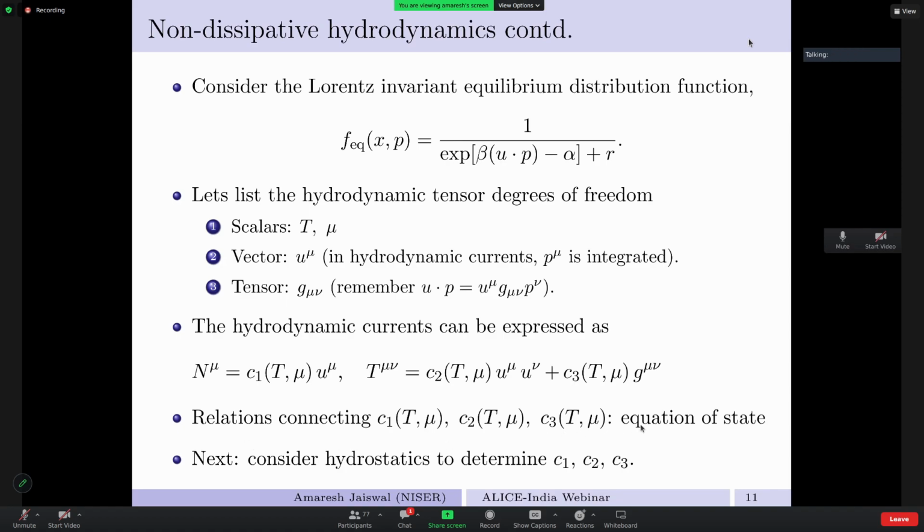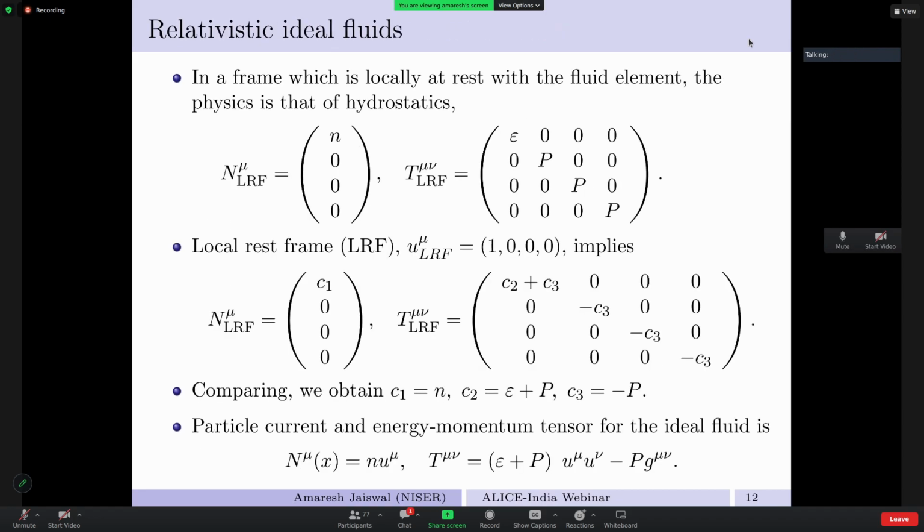And then next is how to determine the form of C1, C2, C3. For that, we consider the physics of hydrostatics. So we go to a frame where the fluid is locally at rest. We call that the local rest frame.